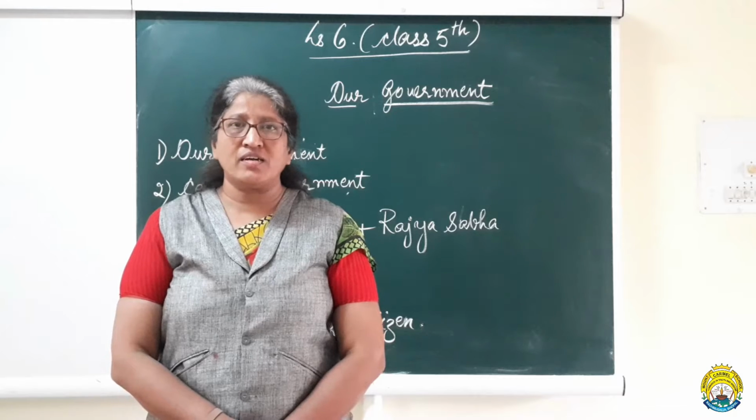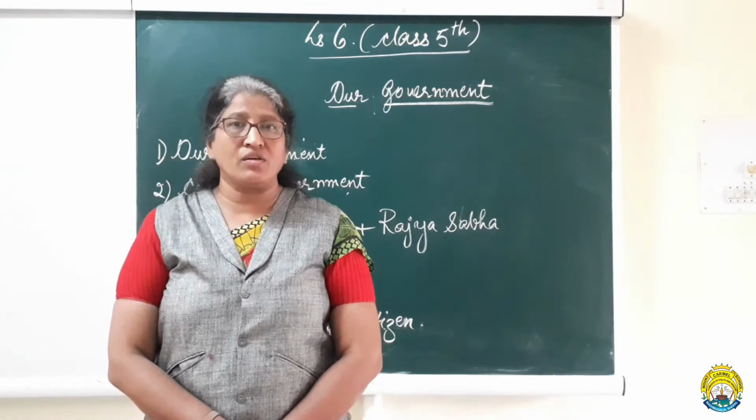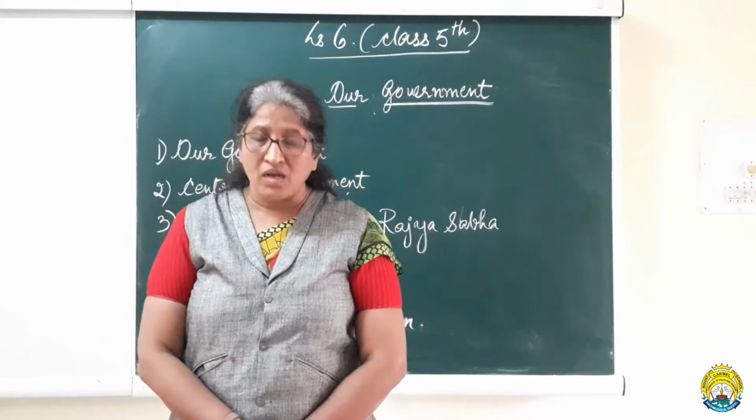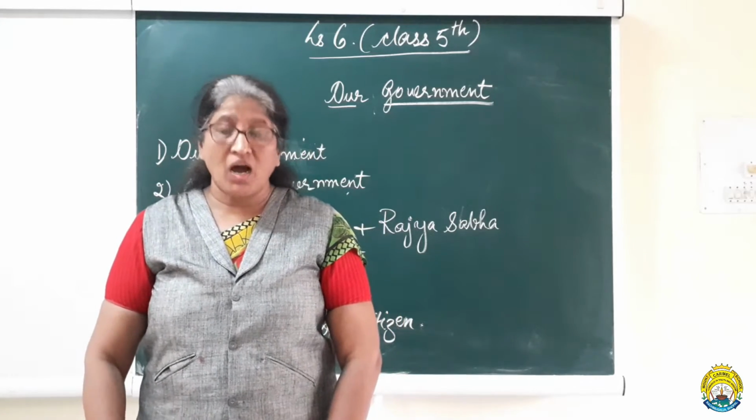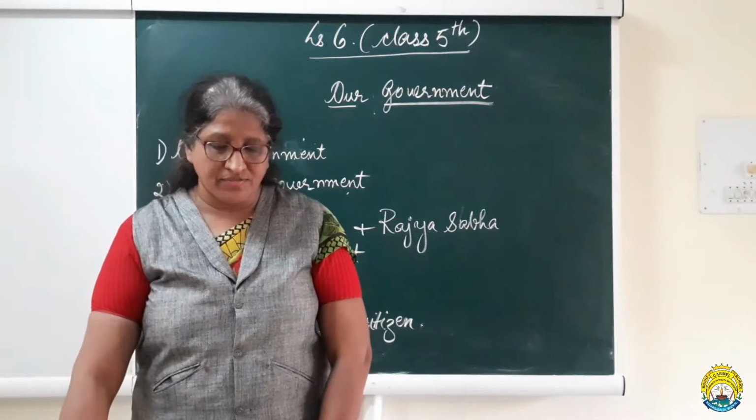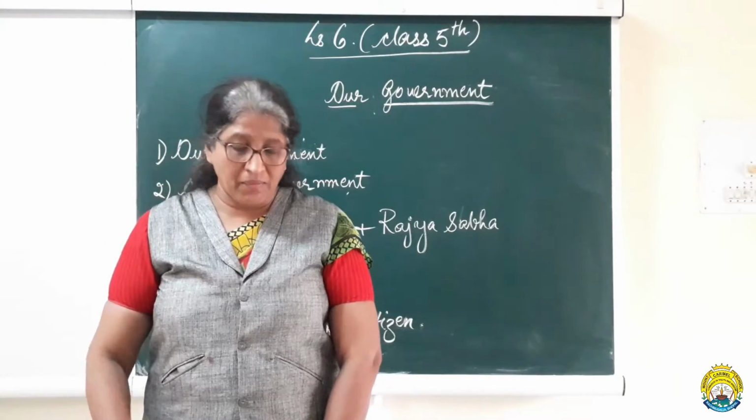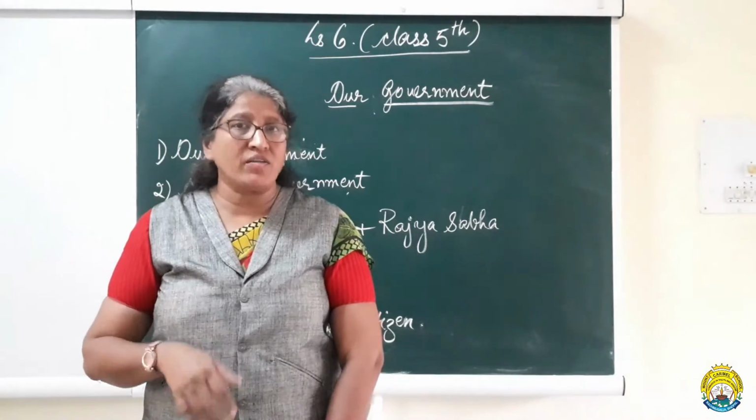Today I am going to take class 5th Social Studies lesson 6, that is our government. What do you understand by our government? Our government is for the people, by the people and of the people. The definition is taken from Abraham Lincoln and has been applied in our country too.